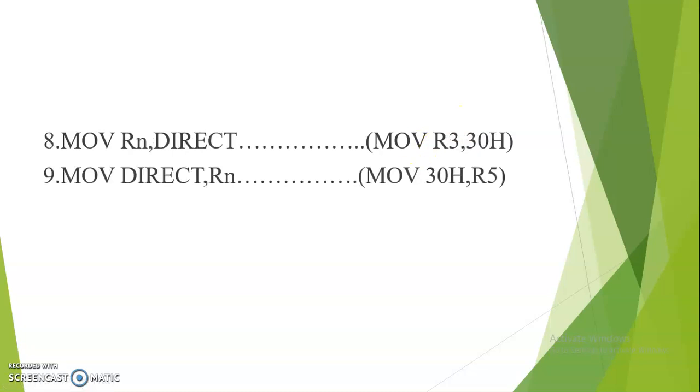We'll see the next combination. The next combination is MOV Rn, direct. So this instruction will copy the contents which are there at the direct address given in the instruction to the Rn register, that is the n-th register of the selected register bank. Its example is MOV R3, 30H. Here 30H is not the value because a hash is not written. 30H is the direct address given in the instruction. At that address there are some contents. Those contents are copied to the R3 register of the selected register bank.